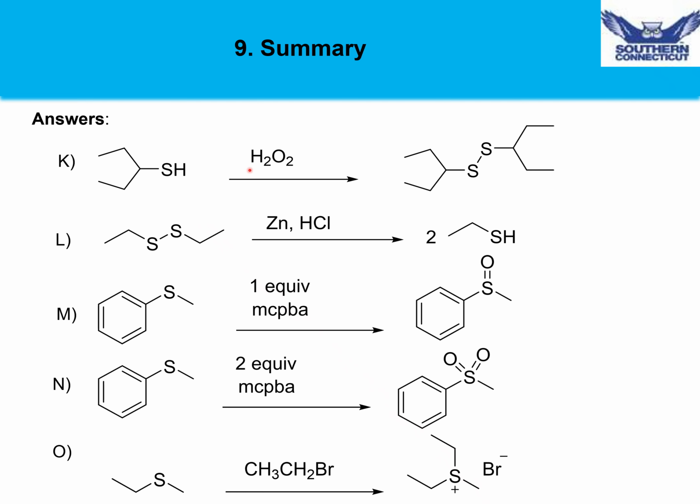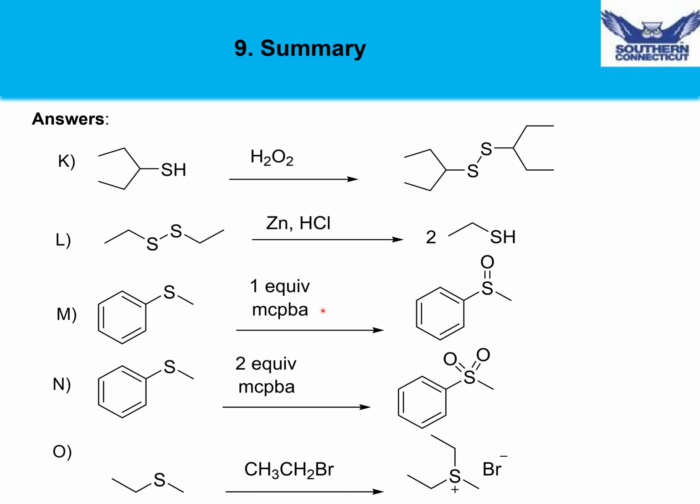When we add hydrogen peroxide or another oxidizing agent to a thiol, generally 2 molecules of the thiol will be converted into a symmetrical disulfide. We can reverse that reaction or just simply take another disulfide and add zinc and HCl to reduce the disulfide into 2 molecules of a thiol.